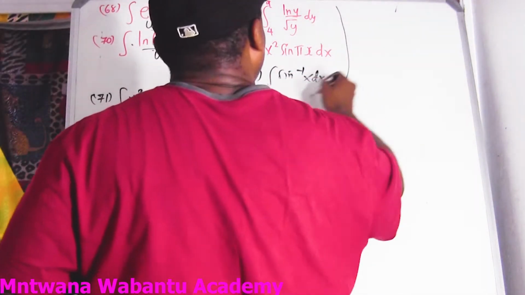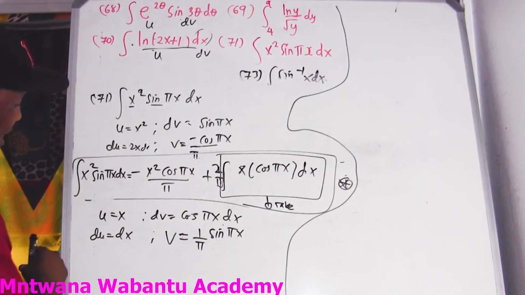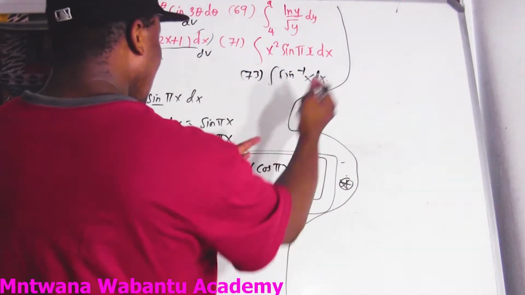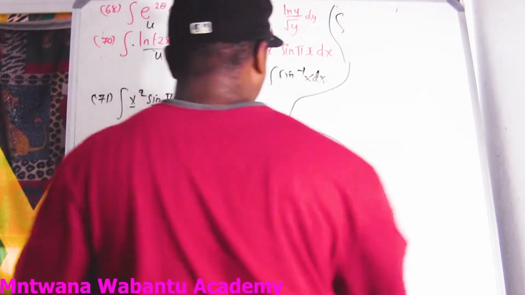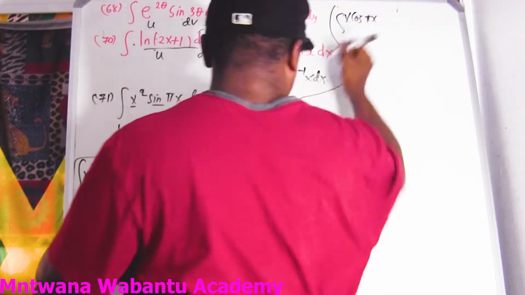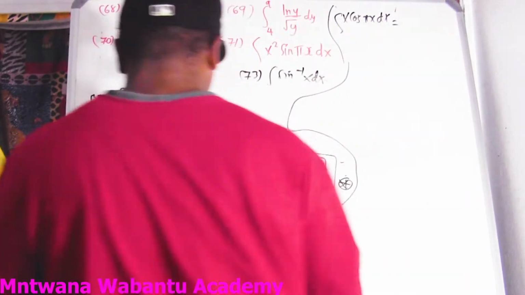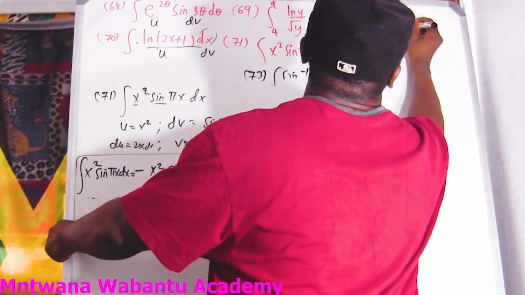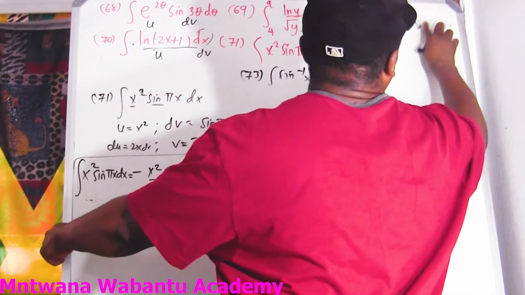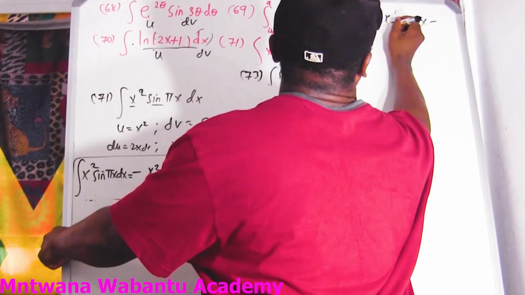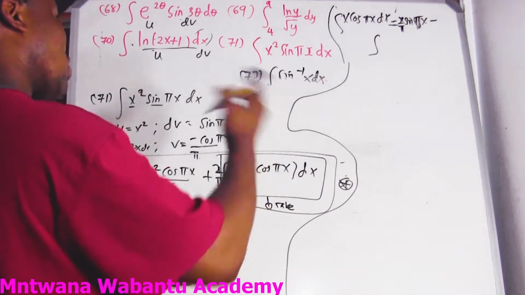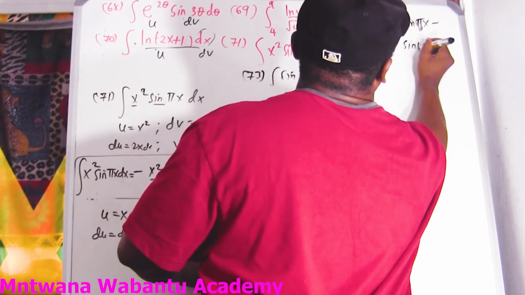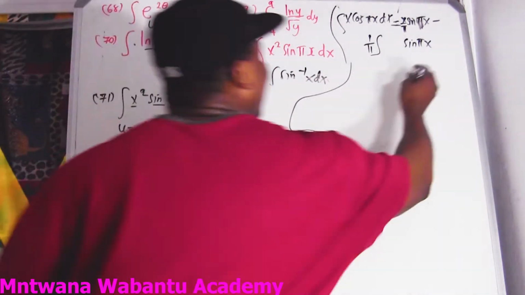So now let's plug into the formula. The integral of x cos pi x dx equals uv, which is x over pi sine pi x, minus the integral of v du. What is v? v is 1 over pi sine pi x, and du equals dx. So it's minus the integral of 1 over pi sine pi x dx.